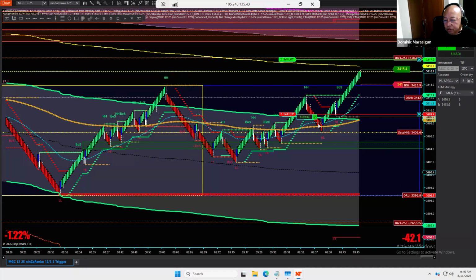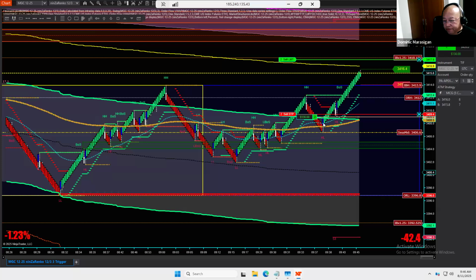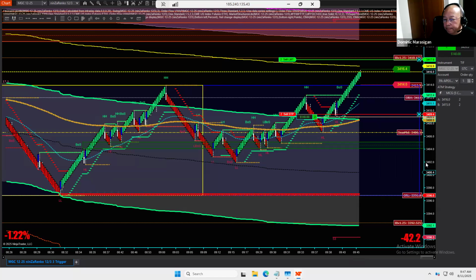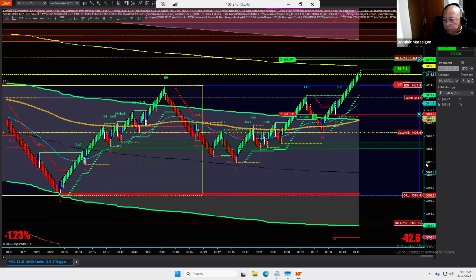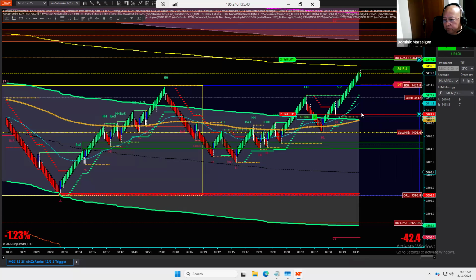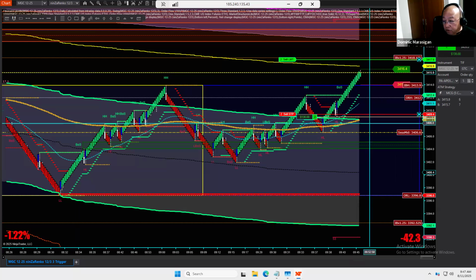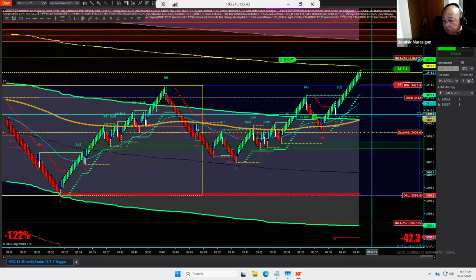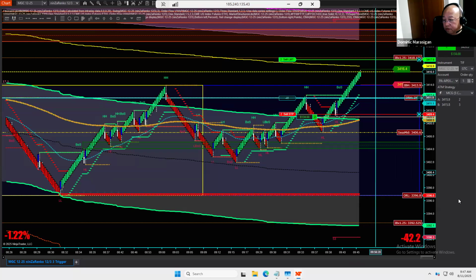Again, good entry here. Why? Bouncing off the 233 as well as the 55. Entry would have been right there, which I did enter right there. So I can move this stop up to here. So either one, I'd still be in profit.